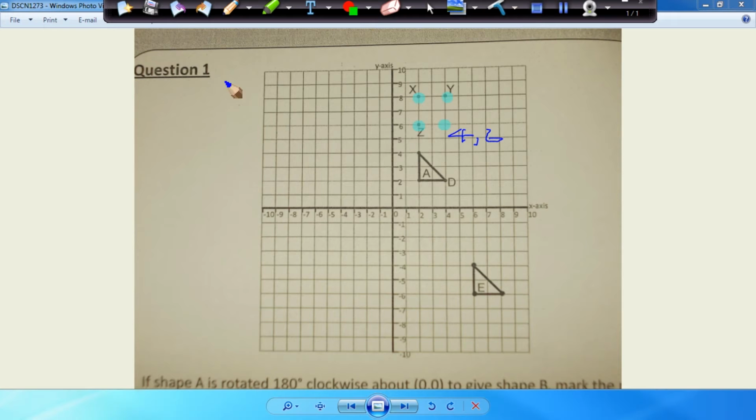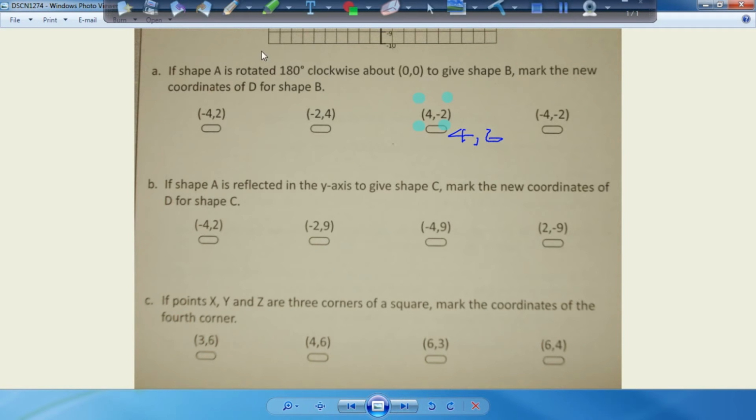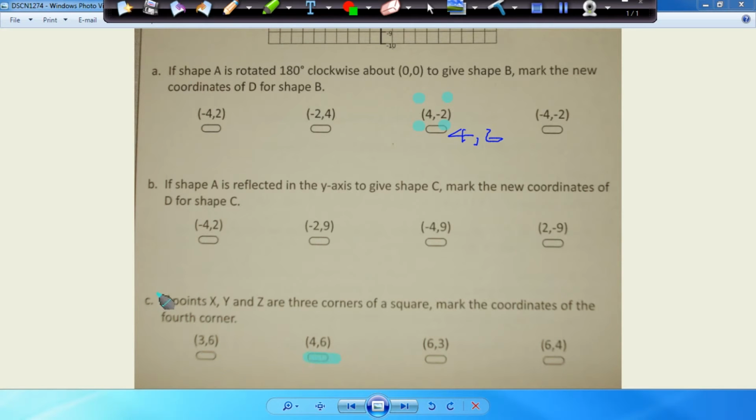So we go forward from this. Part C should be 4, 6, which is that one there. Lovely. Let's delete this now, clear this, and go to the next image.